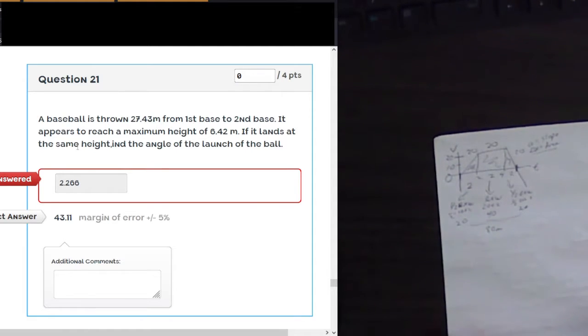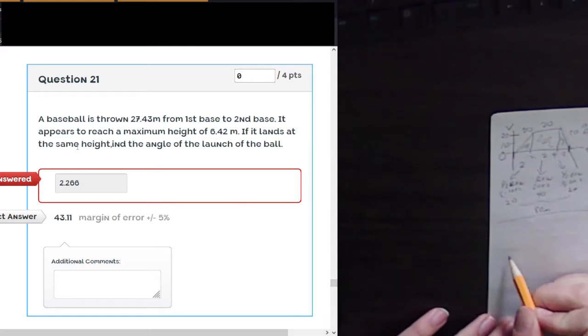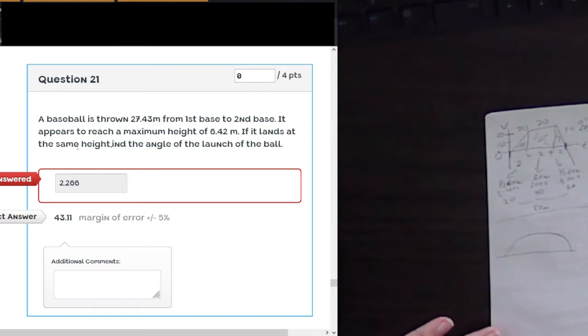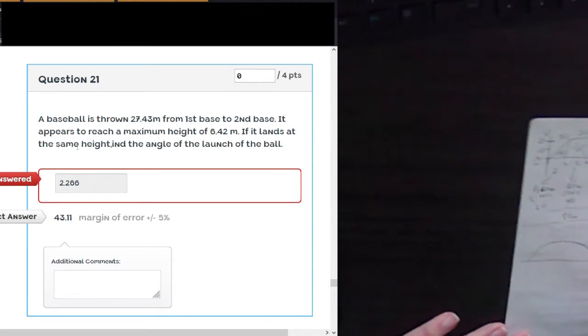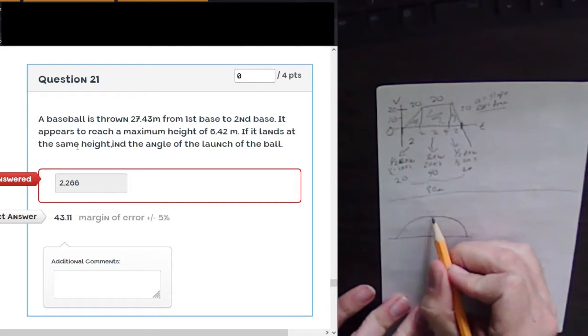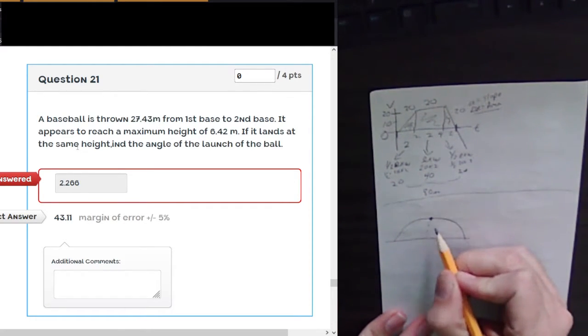Okay, so this is a good one, it'll take us a second here. So if we draw it, it's launched from first to second base, which tells you that it's going to land and be launched at the same height. Let me get out the camera. We know this is halfway, right? So it gives you the maximum height, which would occur halfway in this case, 6.42 meters.